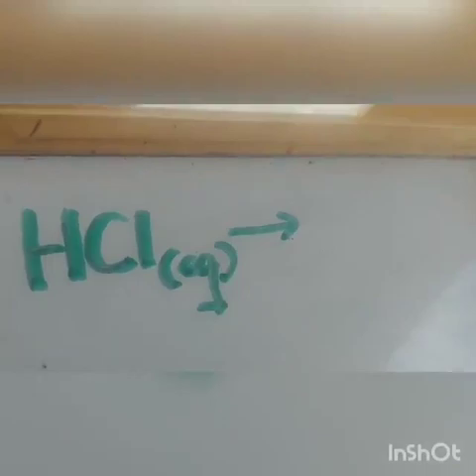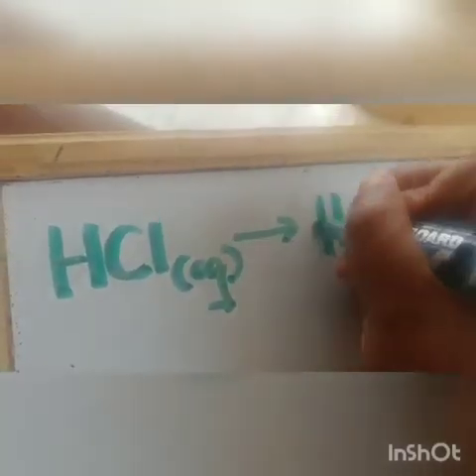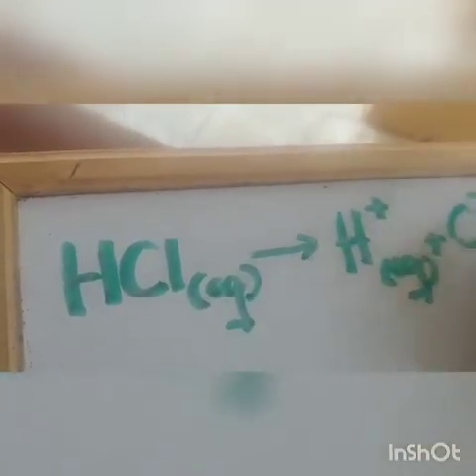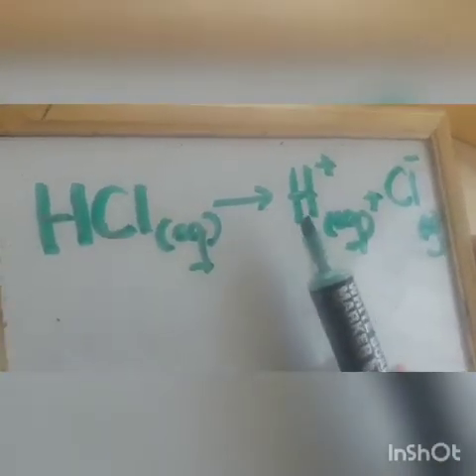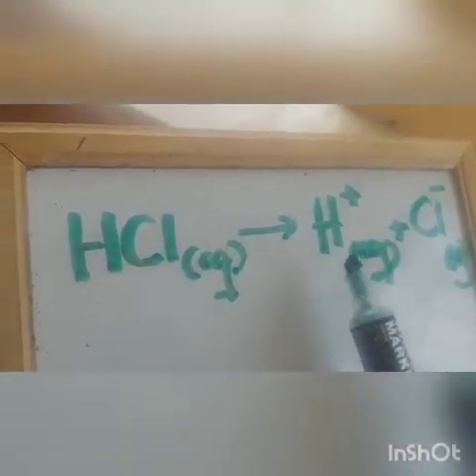Alright, so basically we have HCl. Now when HCl dissolves in water, it produces one H plus ion, aqueous, as well as one Cl minus ion, aqueous. So we want to know the basicity of this acid. So in this scenario, this only produces one H plus ion. So when one molecule of the acid dissolves, we get one H plus ion.